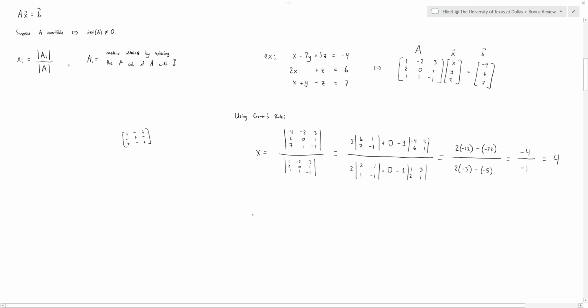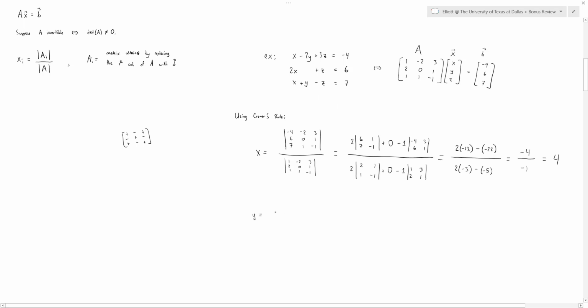Let's do at least one more. So let's say we also wanted to solve for y next, in the system of equations. So of course, again, one way to solve it is to just do the ordinary elimination with back substitution. But here I'm showing you how to solve for x, y, and z by using Cramer's rule instead.